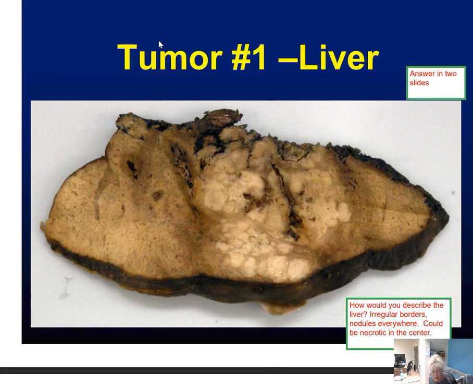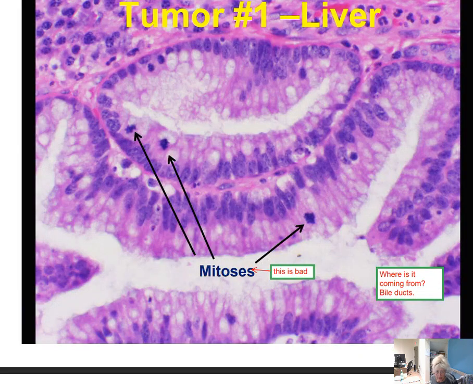Let's take a look. Here's a tumor, the liver. How would you describe the liver? Look at the borders, irregular borders, nodules everywhere. Could be necrotic in the center. This could be from distant metastasis, possibly. A tumor of the liver, multiple mitoses. See how dark the nucleus is? So this is bad. This is the popcorn that I talked about. And wonder where it's coming from. Possibly the bile ducts.